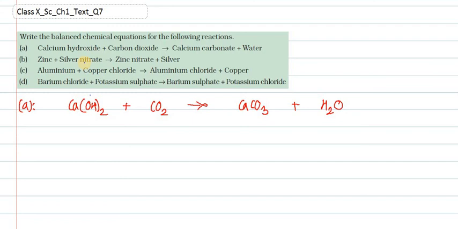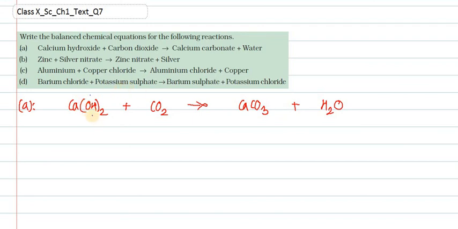Since we have H2O here, I will balance oxygen and hydrogen at the end. Now let's start with calcium. On the left hand side we have one calcium atom, and on the right we have one calcium atom. That means calcium is balanced. Now carbon, on the left hand side we have one carbon, on the right hand side we have one carbon. So basically all other elements are finished. Now we are left with hydrogen and oxygen.